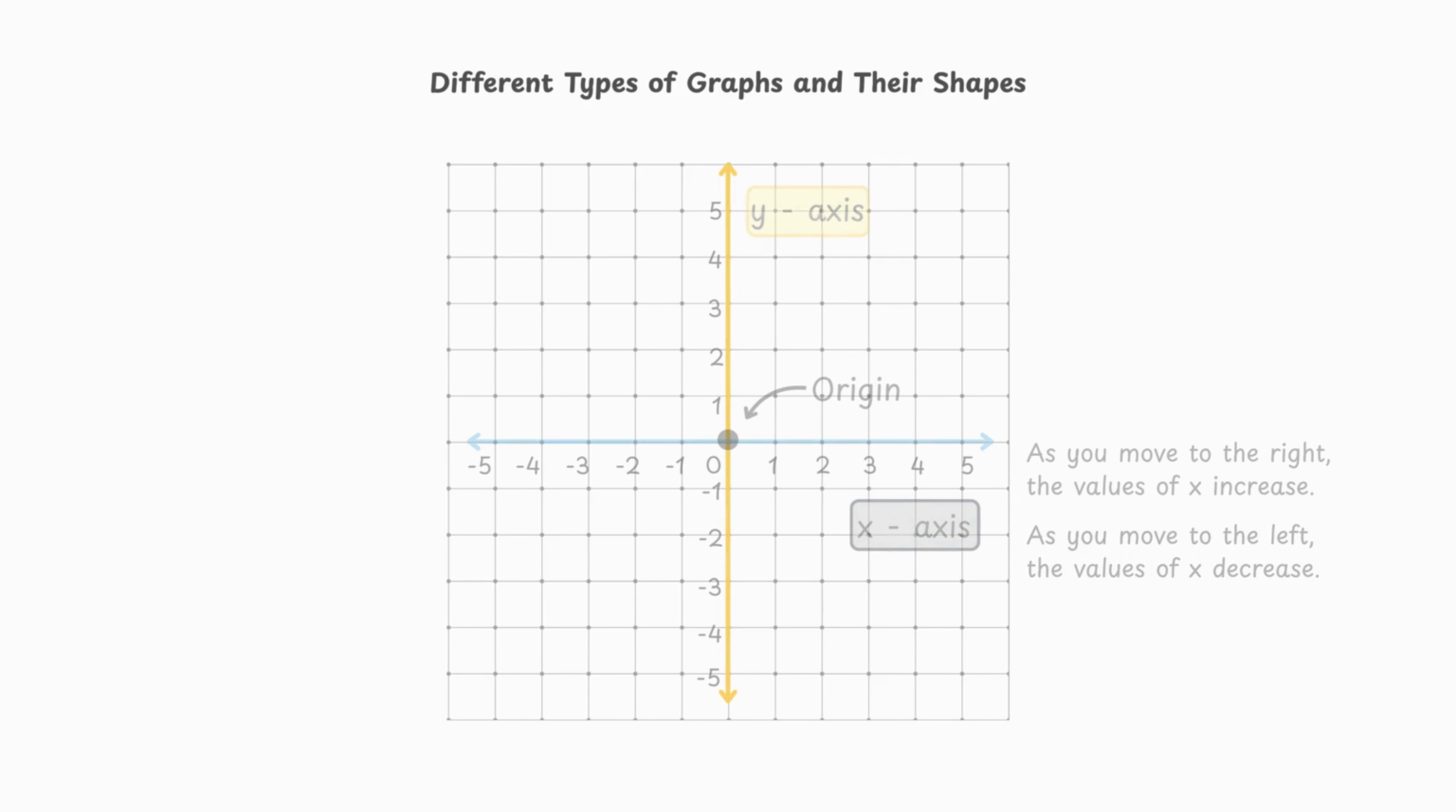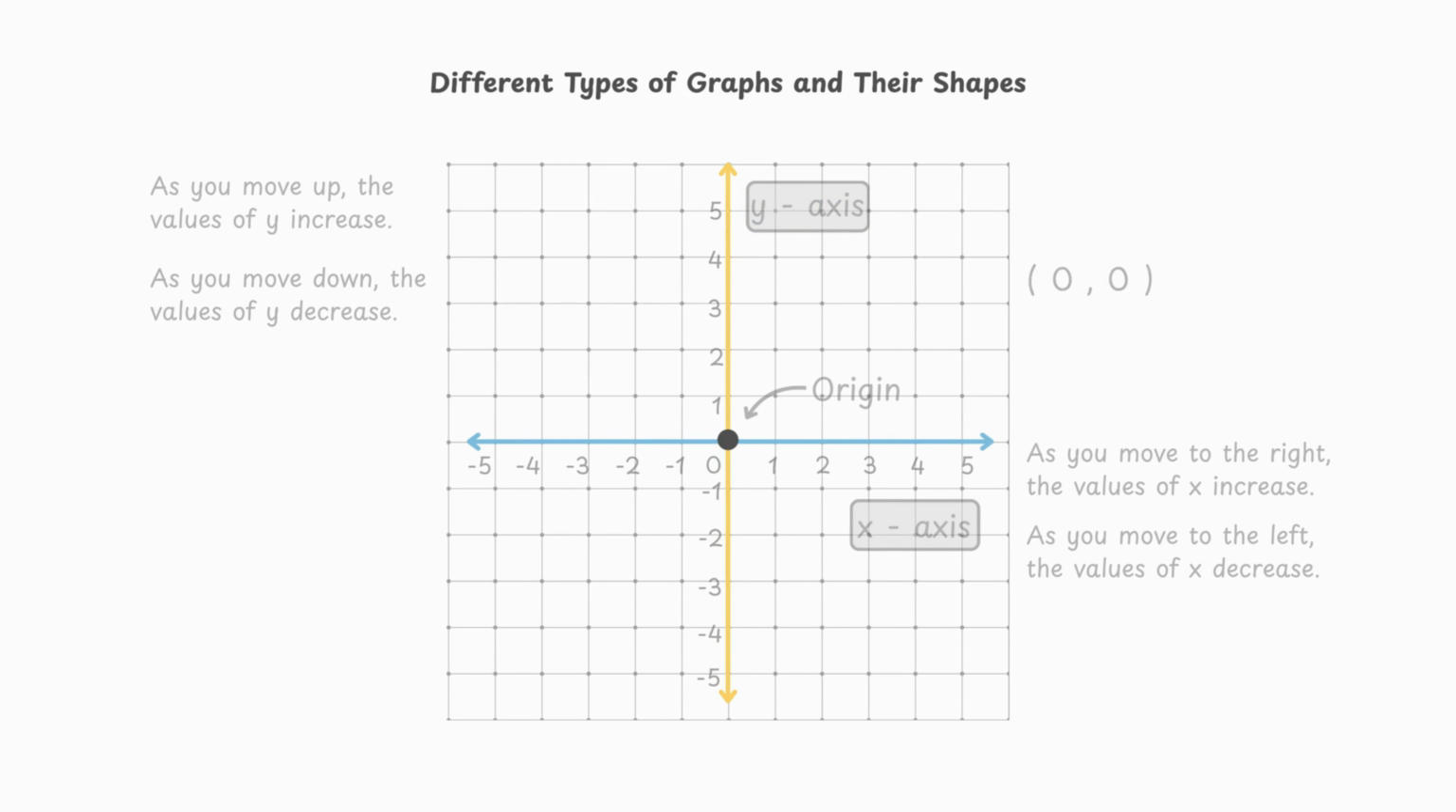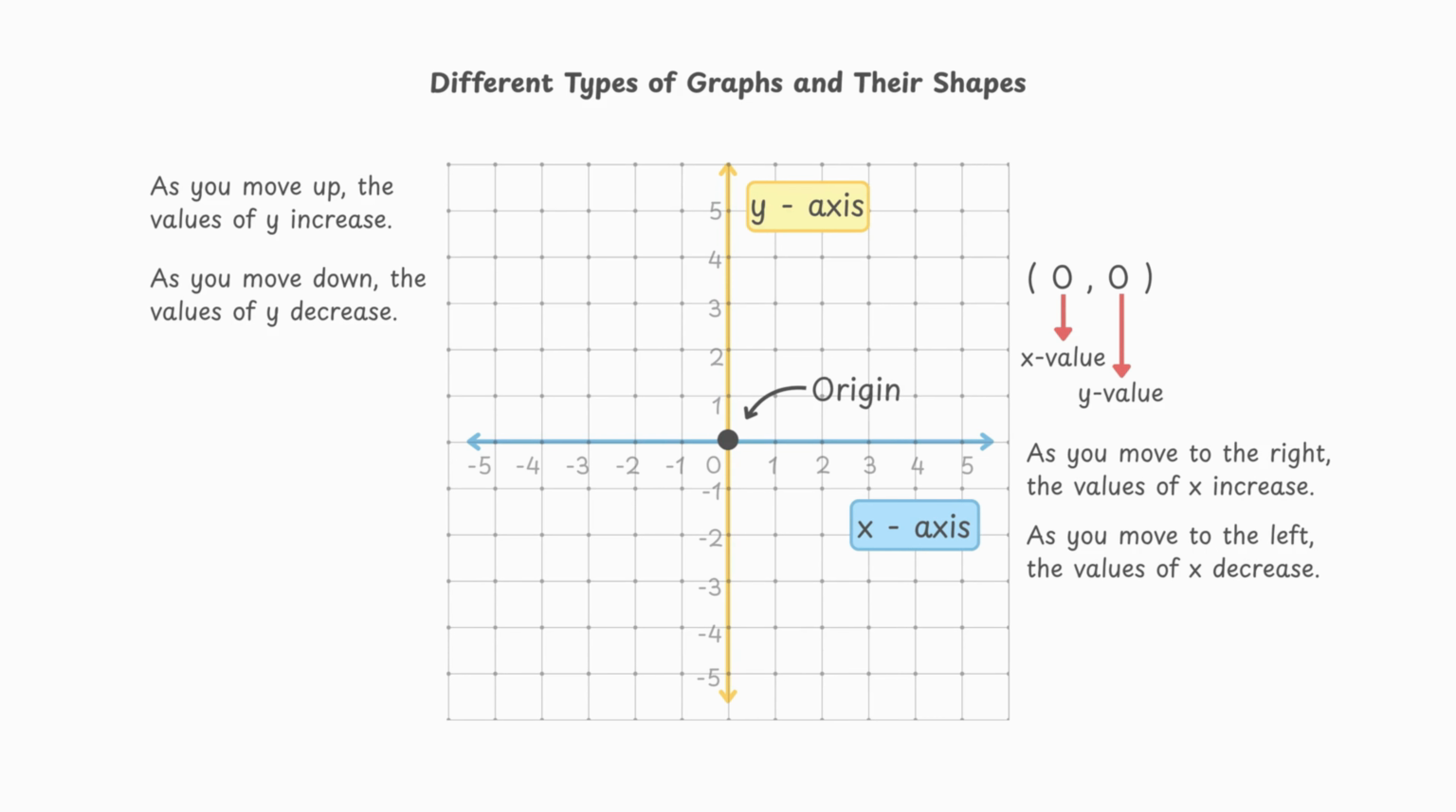The vertical line is called the y-axis. This shows values of y. As you move up, the values of y increase. As you move down, the values of y decrease. Now, every point on a graph is described using two numbers. The x value comes first, followed by the y value. So this grid allows us to plot points. And once we plot enough points, we can start to see the shape of a graph. Understanding this grid is very important because every type of graph we study will be drawn on this coordinate system.